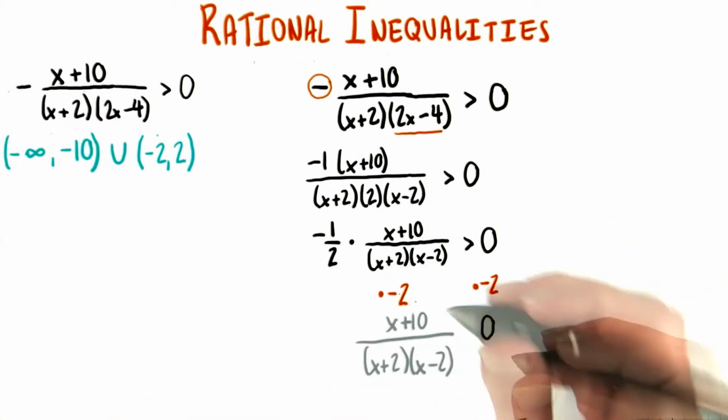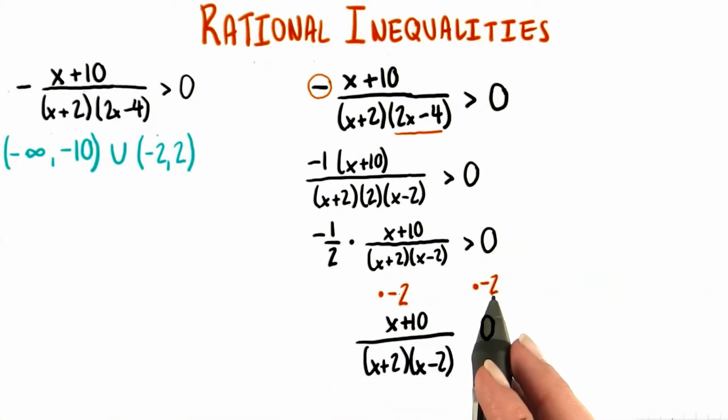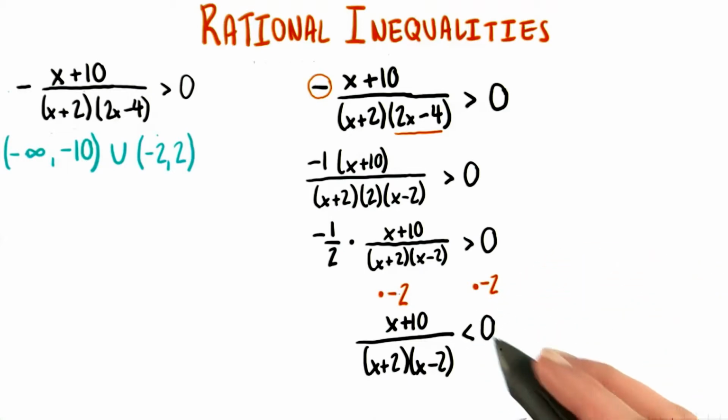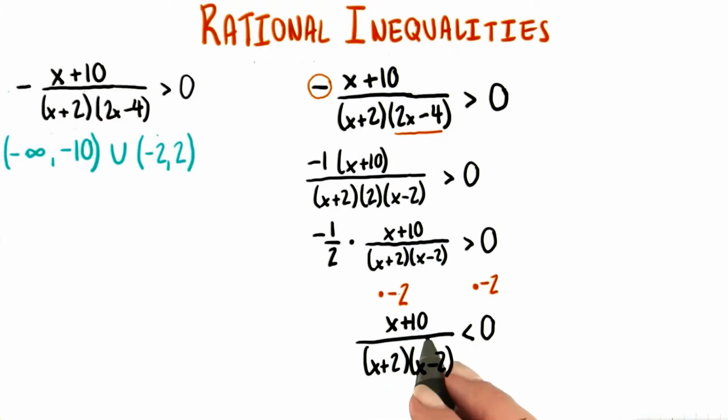Now here's the kicker. Remember that since we're multiplying by a negative number on both sides, we need to switch the direction of the inequality. So now we have this new inequality: x plus 10 over the quantity x plus 2 times the quantity x minus 2 is less than 0.